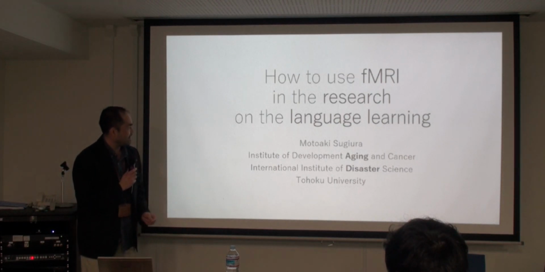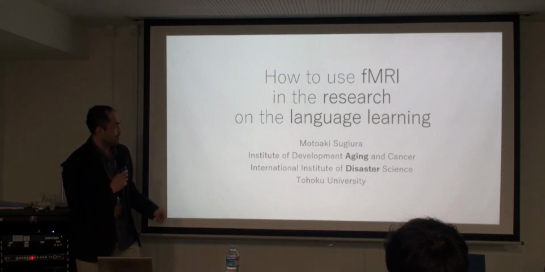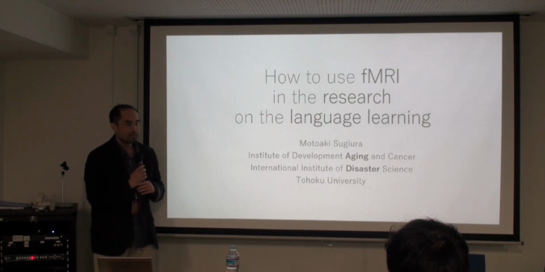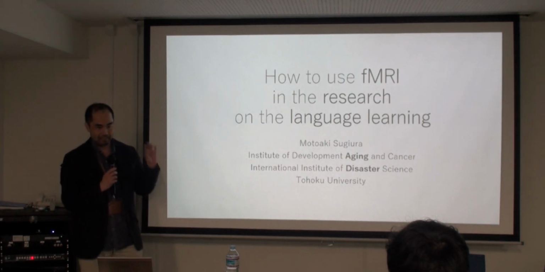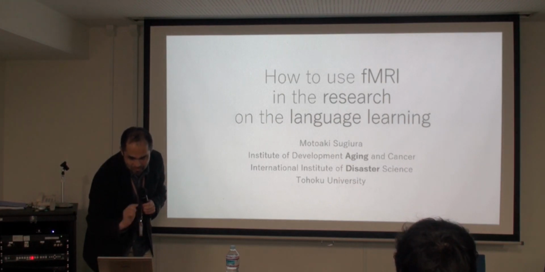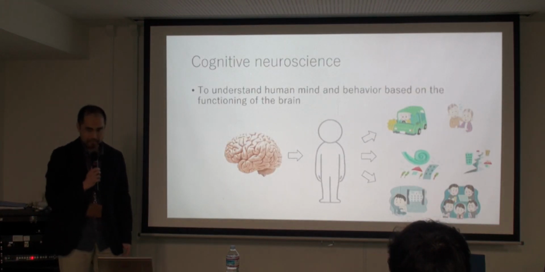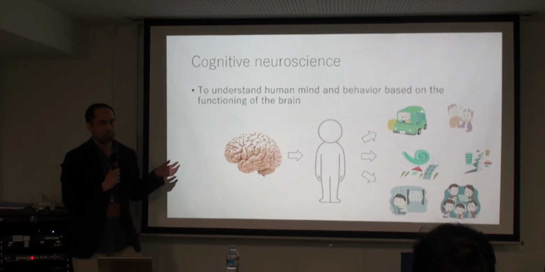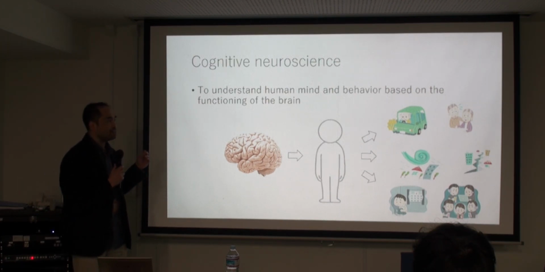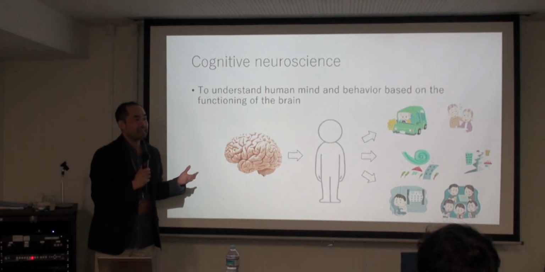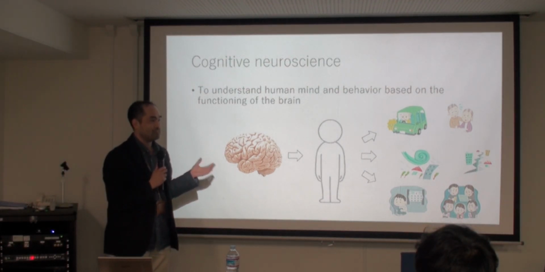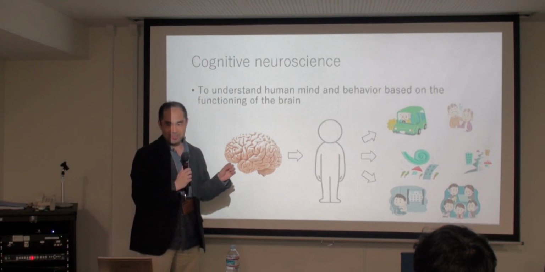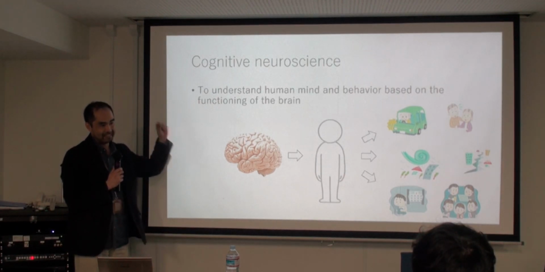I'm Motoaki Sugiura, and I'm affiliated to two institutes. One is the Institute for Aging, and another is the Institute for Disaster. So I'm obviously not an applied linguist. I'm a cognitive neuroscientist, and I was kind of disappointed, because I thought I would see many applied linguists today, but actually most of the people are almost cognitive neuroscientists. So you are so acquainted with these issues.